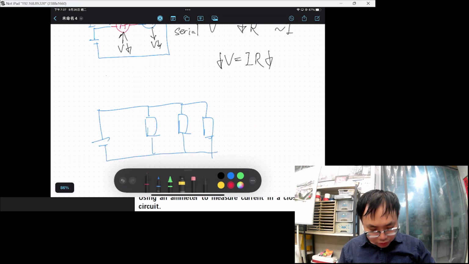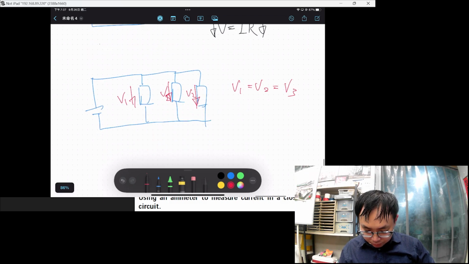So for a parallel circuit, this is a parallel circuit, right? The voltage passing through them is the same. They are denoted as V1, V2, V3. V1 equals V2 equals V3.